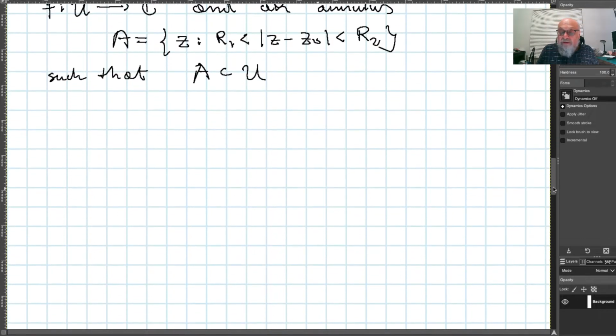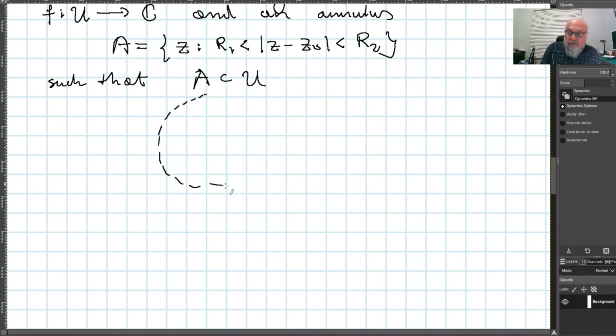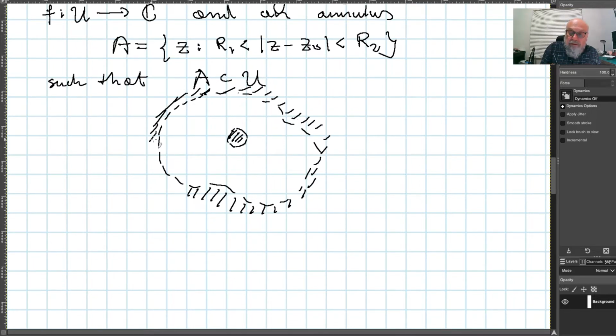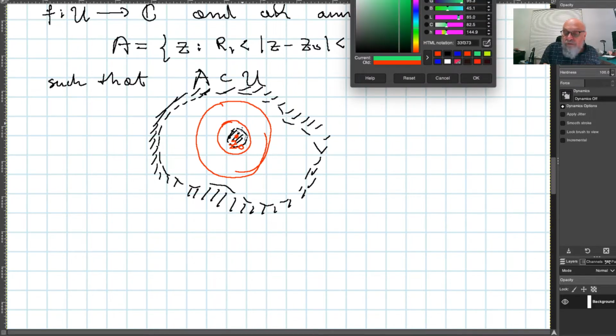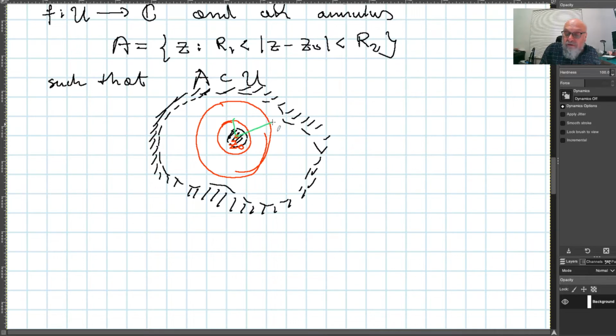So that, let's say, requires some kind of a picture. So suppose this is my U, and then we have this annulus, which is something like this. And z0 is here, this is z0. So we have here the two radii. This is the inner radius and this one is the upper radius. So this will be R2 and that one is R1. And this is of course your A.